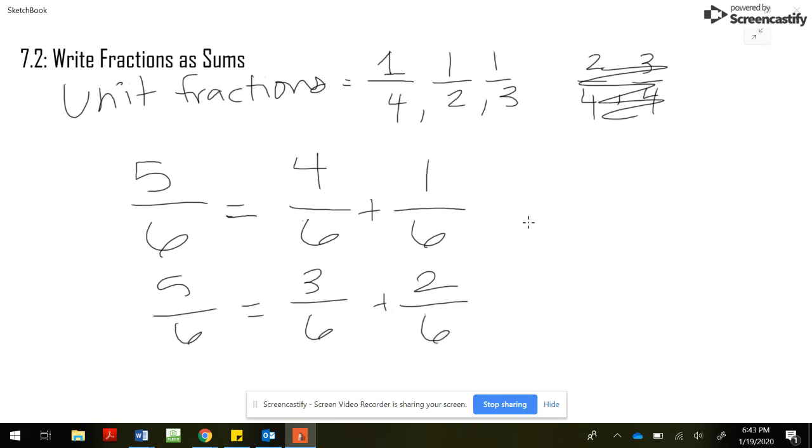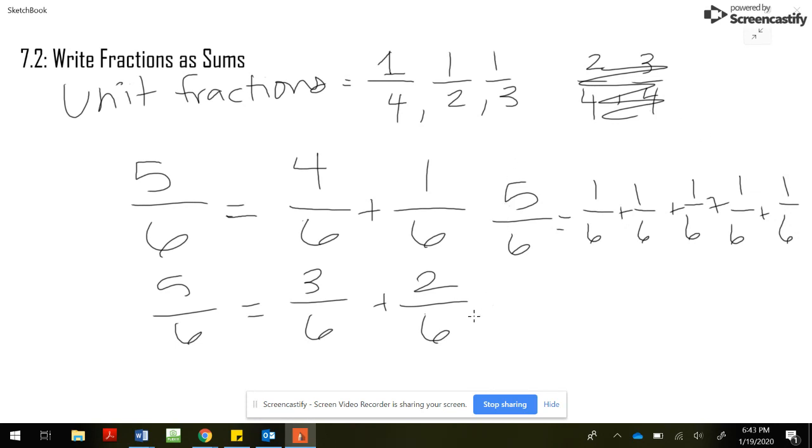Now, there might be a time where they say write the fraction as a sum of unit fractions, which means that the only way they want us to get there is by using a unit fraction. So 1/6 in this case. Now I'm going to have to add that 5 times. I'm thinking 1 plus 1 plus 1 plus 1 plus 1 equals 5. So 1/6 plus 1/6 plus 1/6 plus 1/6 plus 1/6 equals 5/6. That will really help as we start at the beginning of chapter 8 with multiplying fractions.